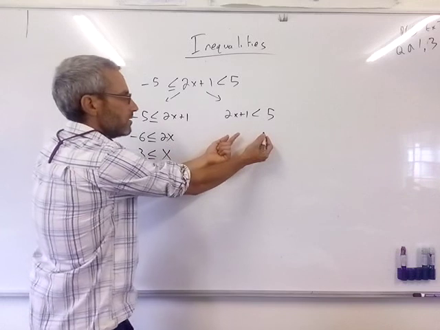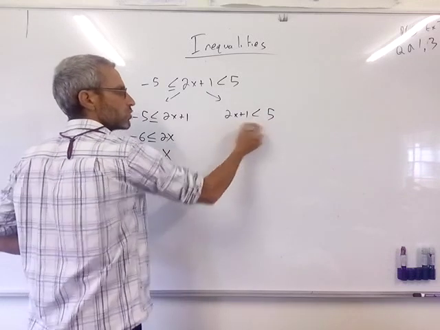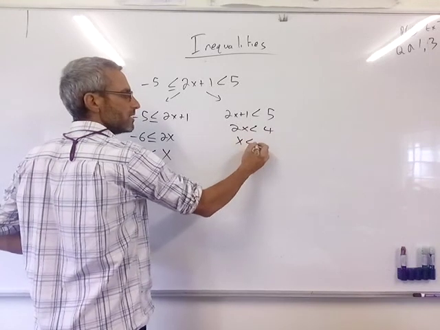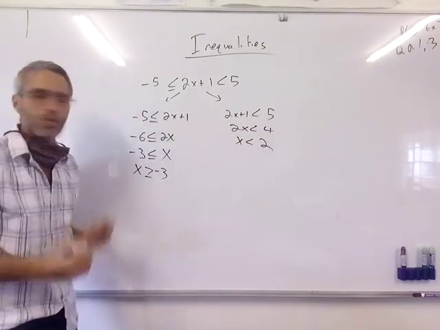Now this one will be even easier. What shall I do? Subtract 1. 2x is smaller than 4. x is smaller than 2. So you see, that's it.